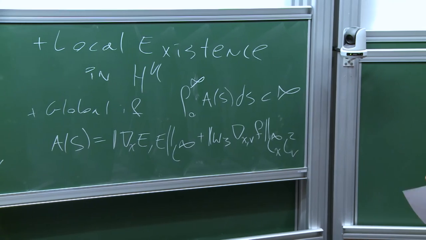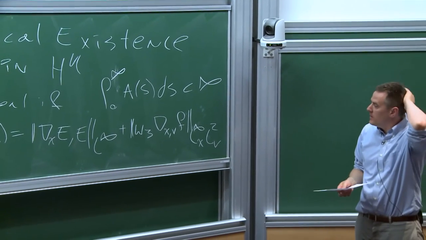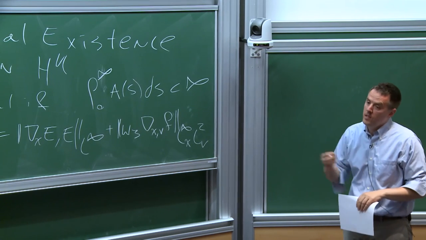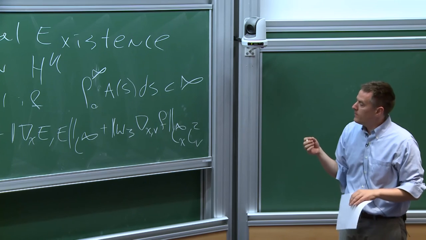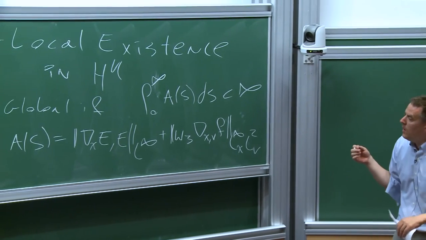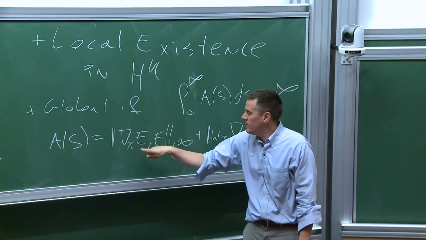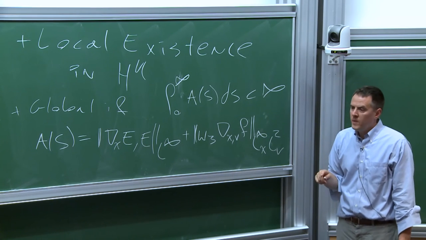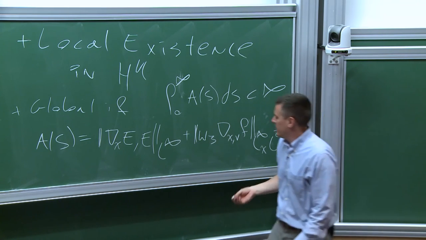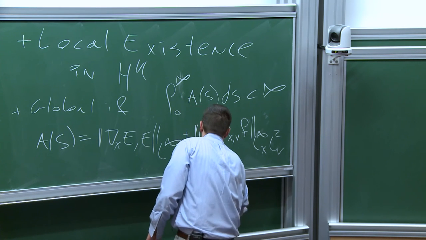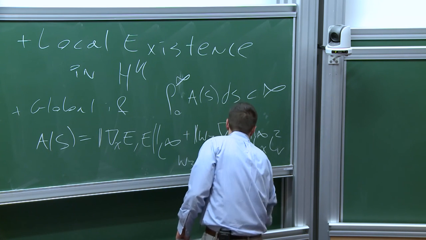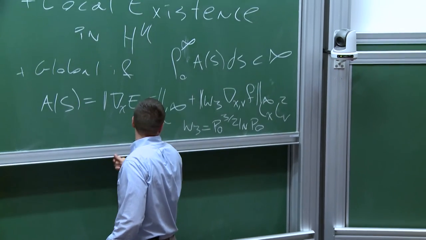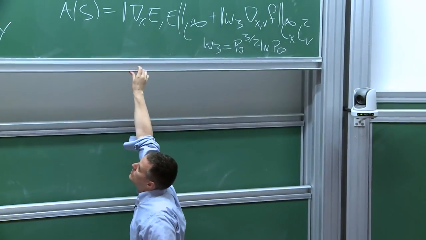You can prove that the solutions are global if this integral is finite. You can prove that solutions can be continued beyond capital T if the integral from 0 to T remains finite. And you need bounds on the L infinity norms of E, the gradient of E, and the gradient in x and v of f times the weight. Let me not tell you what the weight is. Actually, I can. It's not so bad. The weight is p0 natural log, p0 to 3 over 2 natural log of p0.